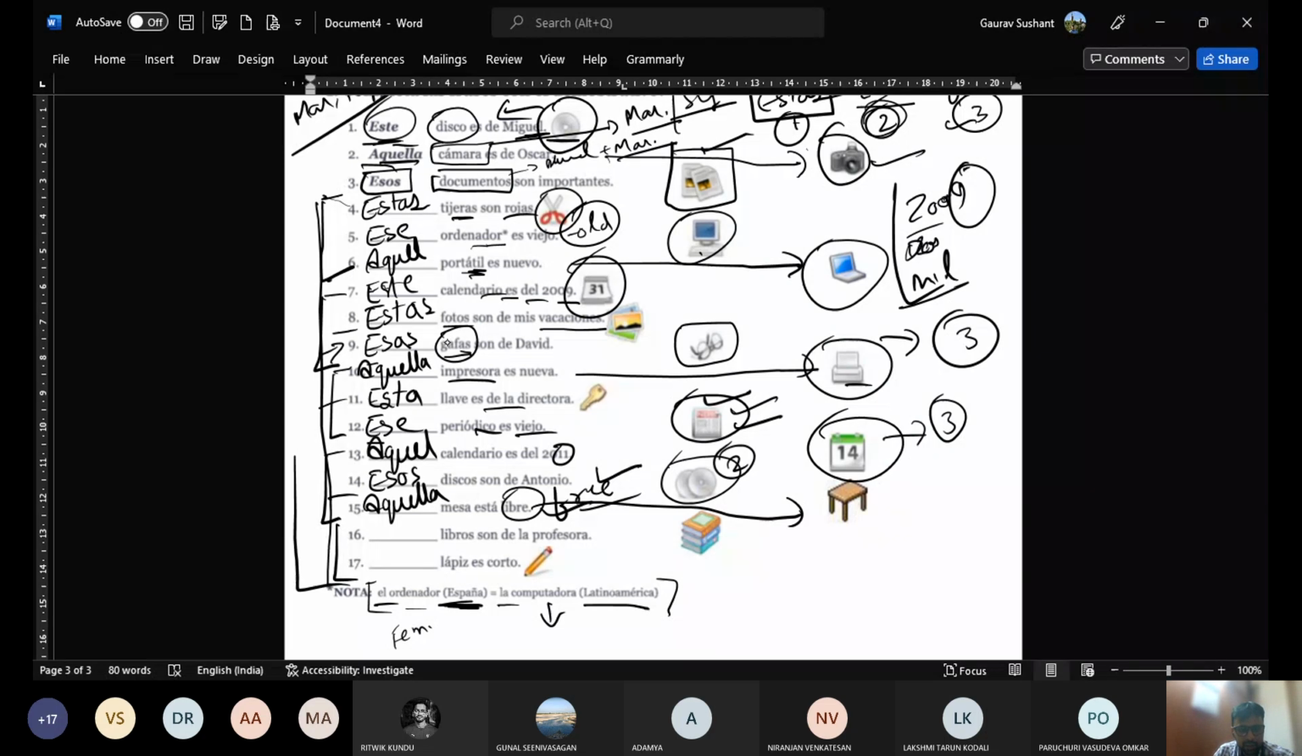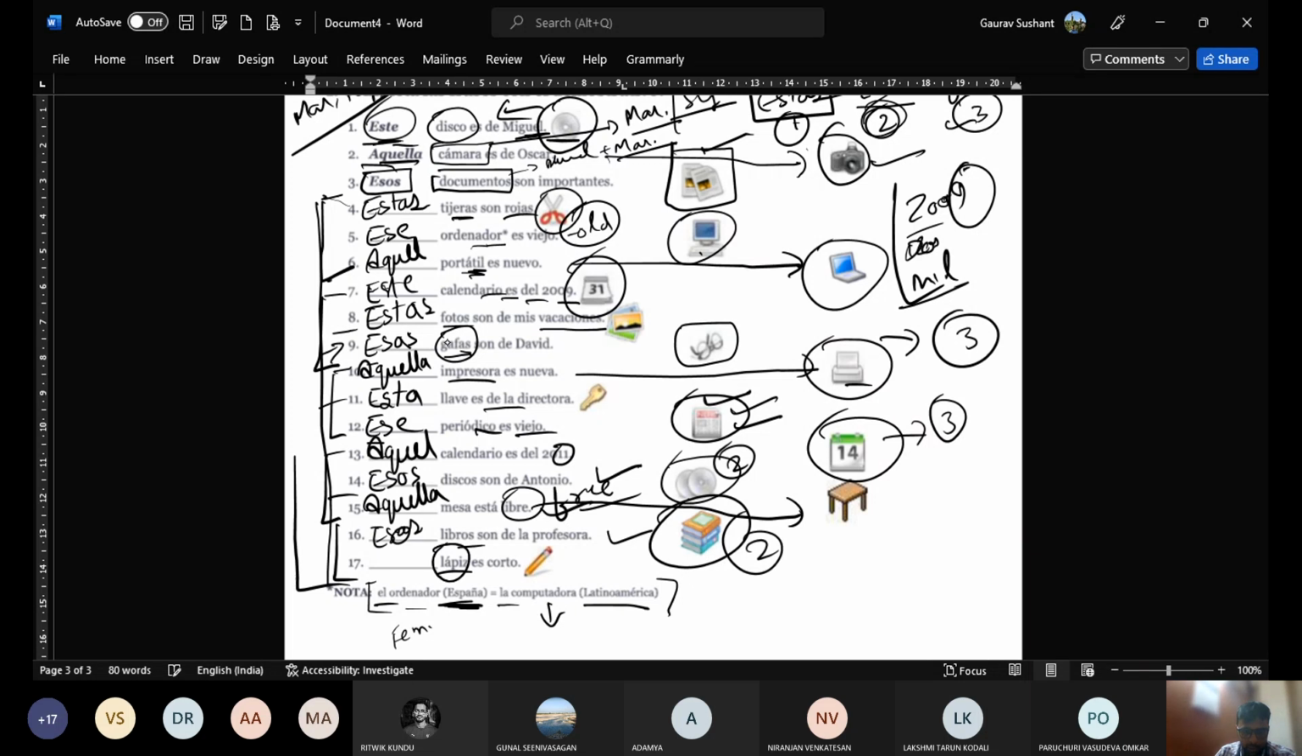Last two, 16 and 17, libros. In the middle, so second group again. If you see, libros is plural and masculine, so I should be using esos libros son de la profesora. Those books are of the professor, or those are professor's books. And the last one, lápiz. I think it is el lápiz.